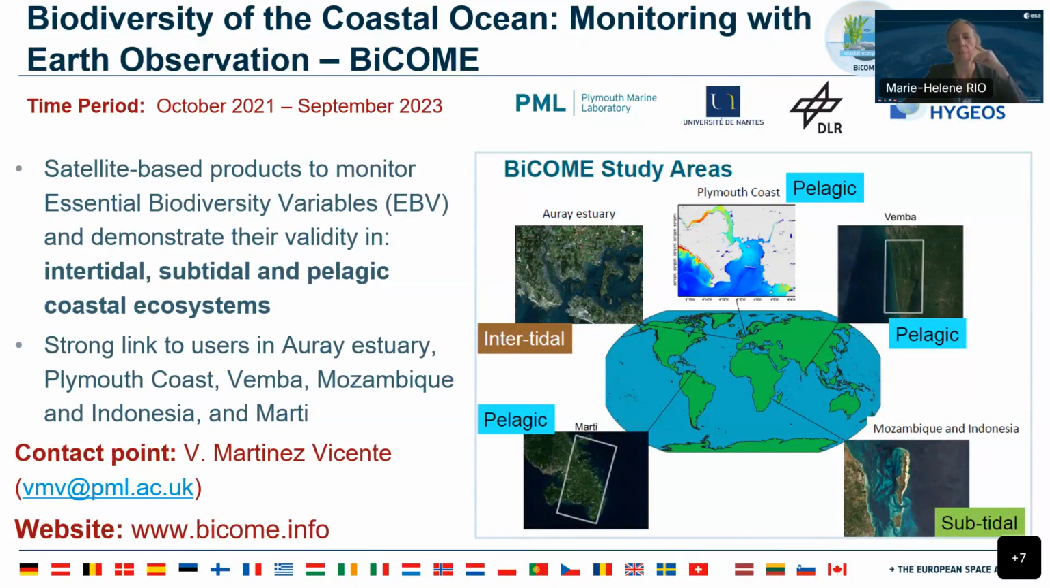to the project website. But very quickly, in the biodiversity flagship initiative, we have a project on coastal biodiversity, which aims at using satellite data to develop essential biodiversity variables for 3 different ecosystem types: the intertidal, subtidal, and pelagic coastal ecosystems, with a strong link with early adopters around the world to demonstrate the impact of these new products for specific use.